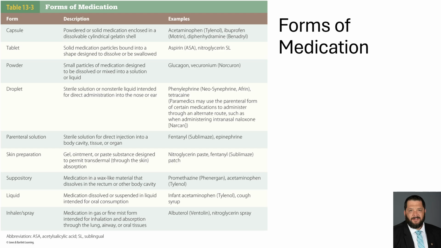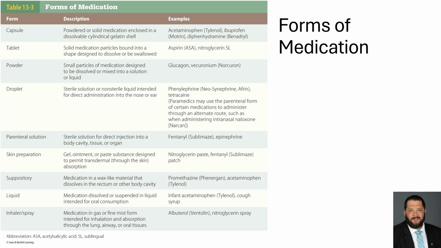Paramedics may use the parenteral form of certain medications to administer through an alternate route, such as when administering intranasal naloxone or Narcan. Skin preparations, or gels and ointments, common that we see within EMS are things like nitroglycerin paste. Liquid medications are medications that are dissolved or suspended in a liquid. So, for example, infant suspensions of acetaminophen or Tylenol, as well as cough syrup.